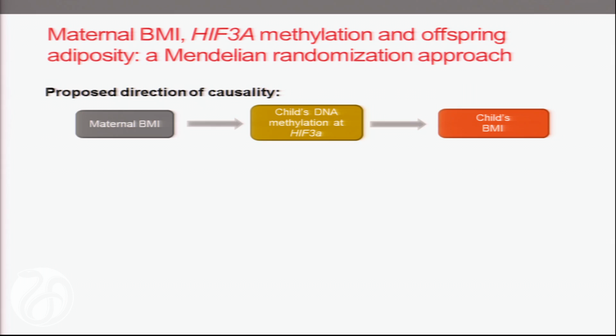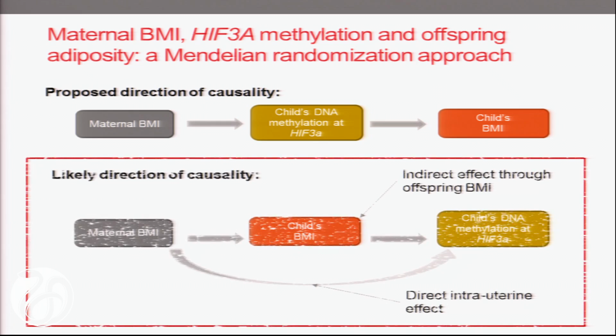So, in terms of addressing the question of how important maternal body mass index is: does it change offspring methylation at birth, and does it subsequently have an effect on childhood adiposity, using this Mendelian randomization approach? We postulated at the outset that maternal body mass index alters cord blood or the child's methylation at this locus, and that that goes on to alter the child's BMI.